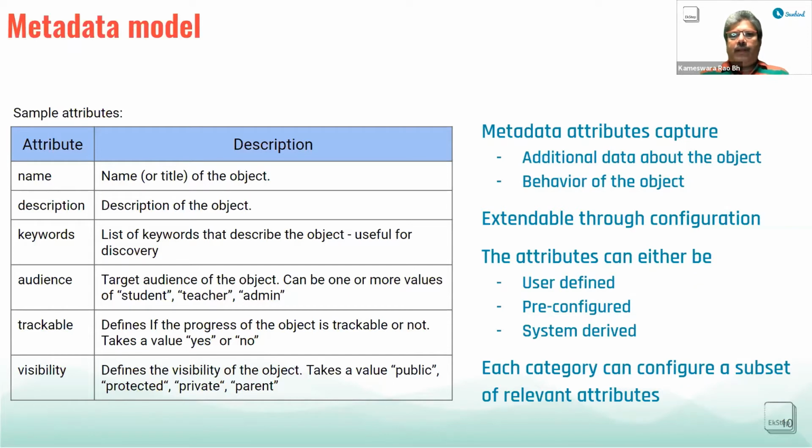There is a master set of attributes that are part of Sunbird, which again can be extended through configuration. When we are defining a content category, we can define the subset of these attributes, and whether they need to be defined by the user, which means the values have to be provided by the user, or are pre-configured to certain predefined values, or are system derived. For example, when you are uploading a file, the system can automatically detect the extension and set the MIME type accordingly. So these are the metadata attributes that content can be tagged with.